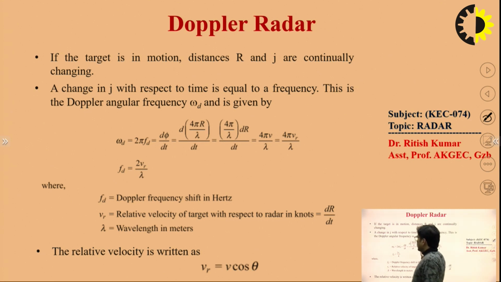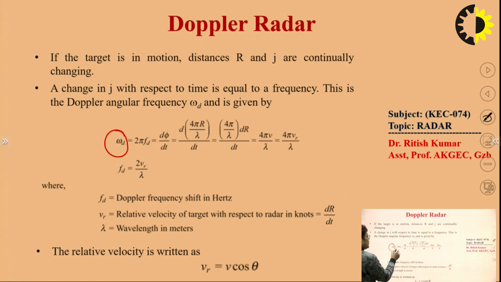What is the Doppler frequency? For this we need to derive the equation for the Doppler frequency. As I discussed, omega d is the Doppler frequency in radian form, which is 2 pi fd. Omega is equal to 2 pi f, and omega is equal to d phi by dt, where phi is the phase difference, and we know that phi is equal to 2 pi by lambda.